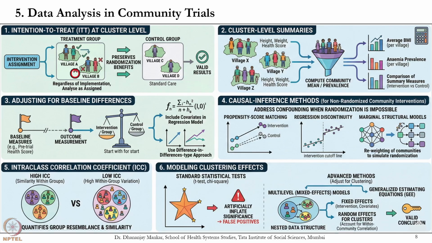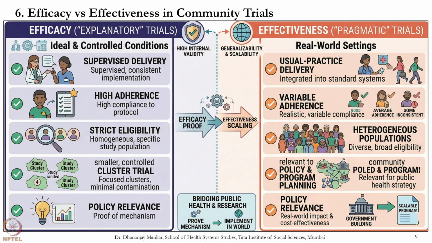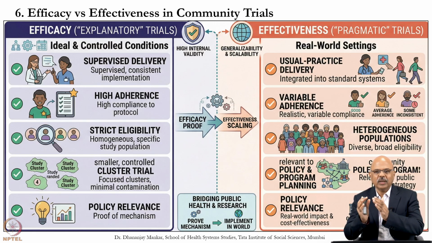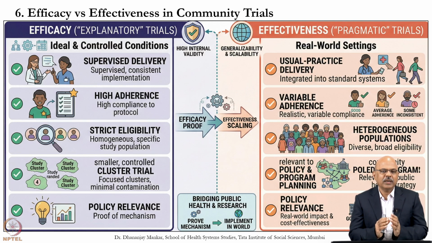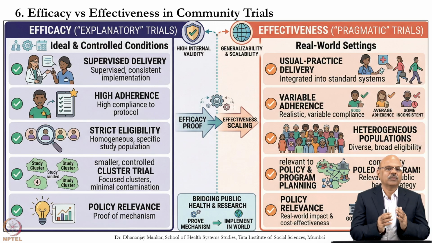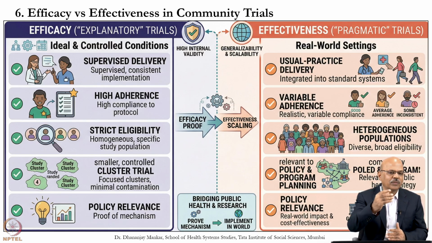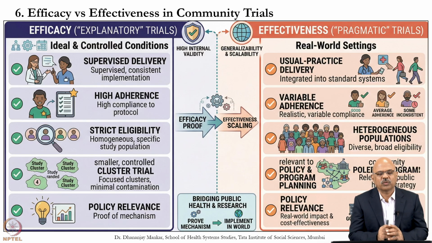So after understanding data analysis in community trials, we will take ahead efficacy versus effectiveness in community trials. Why do we need to discuss efficacy, and what is effectiveness, which gives us pragmatic trials? Explanatory trials versus pragmatic trials. Ideally, under control conditions, we take efficacy as important. Efficacy is sometimes seen with supervised delivery, where supervised consistent implementation is seen, and there we can say there is high internal validity, which gives more reason to discuss efficacy.